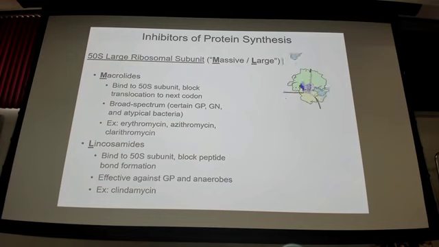Sometimes these are bactericidal, sometimes they're bacteriostatic, I think it depends. But we have some very important classes of antibiotics that belong to macrolides: erythromycin, azithromycin. With lincosamides, similarly, they also bind to the 50S subunit. They'll block that transpeptidation reaction from occurring, so you don't have those amino acids strung together.